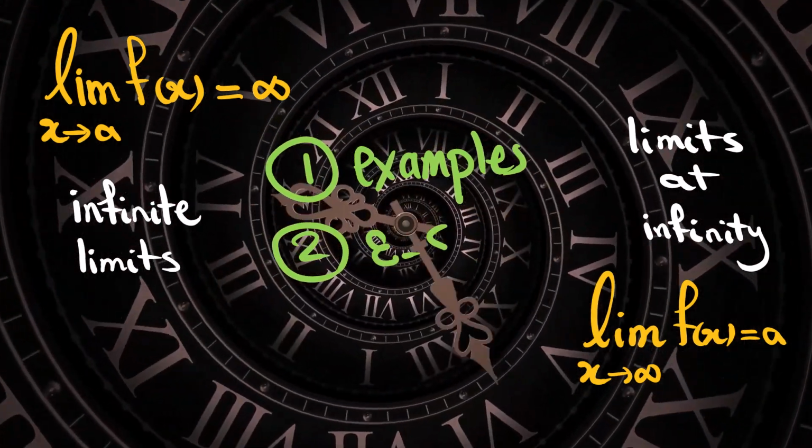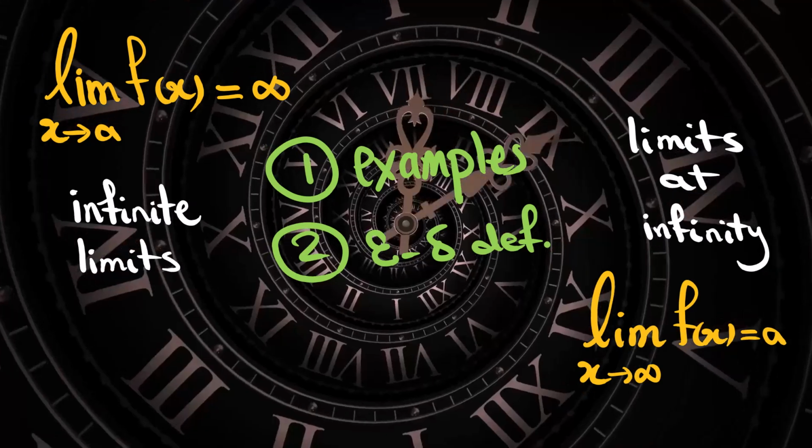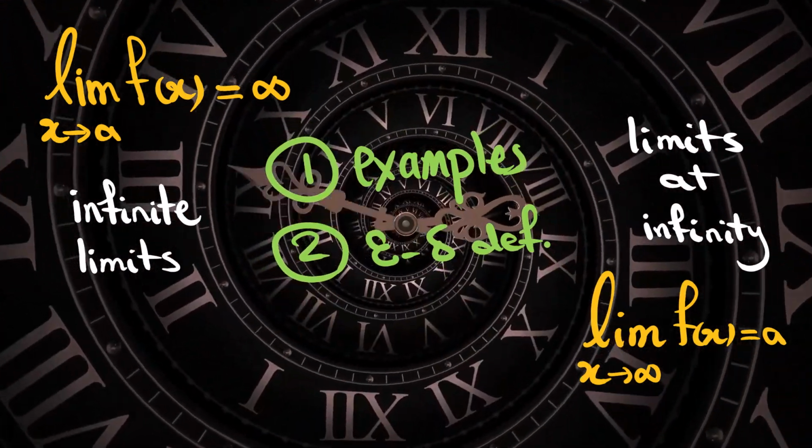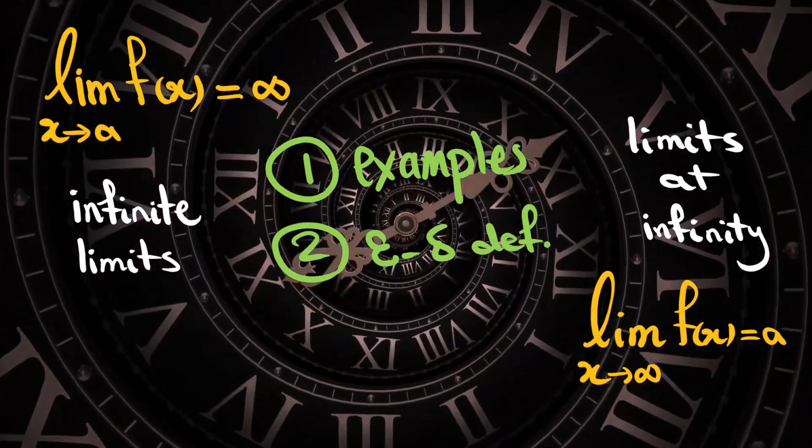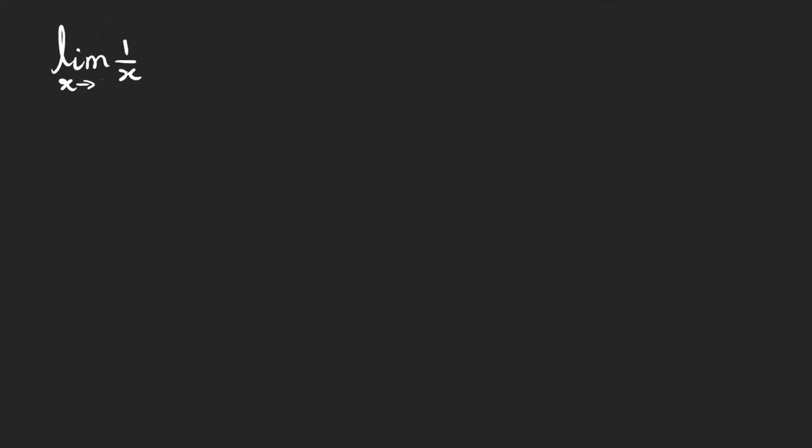And in the second part, we are going to take some time to see their exact epsilon-delta definition, which is the formal definition of these two kinds of limits. Our first example is the limit of the reciprocal of x when x goes to 0.